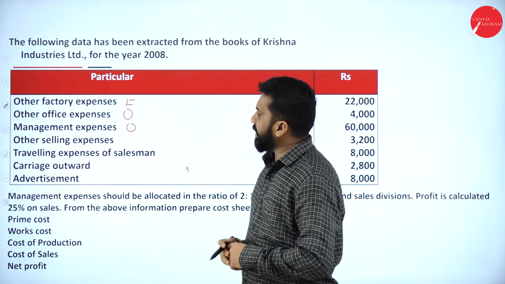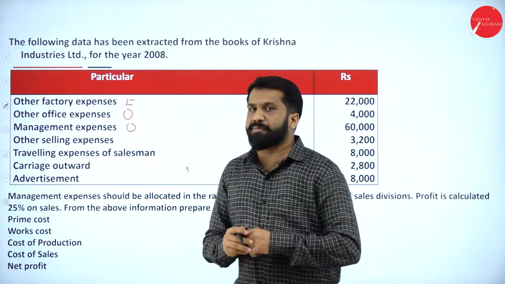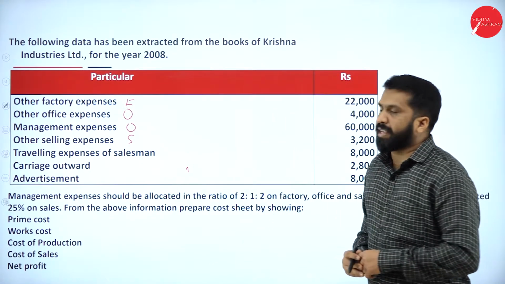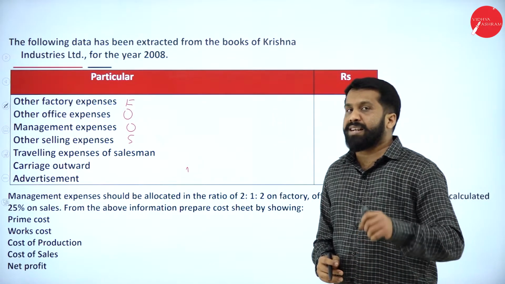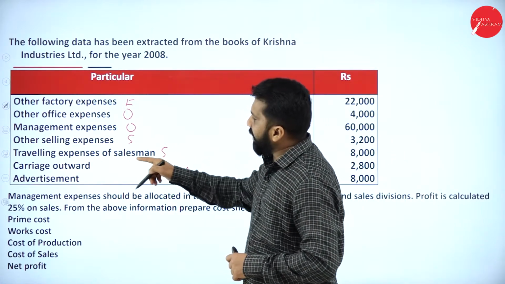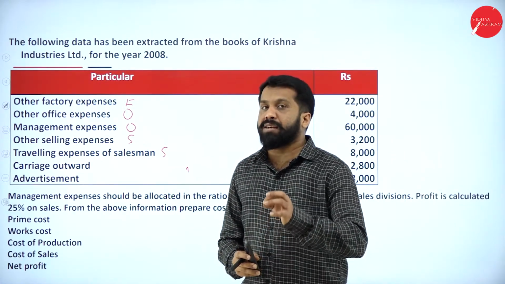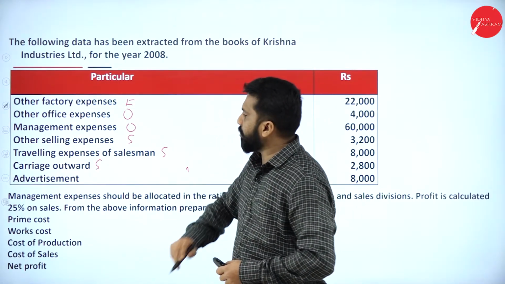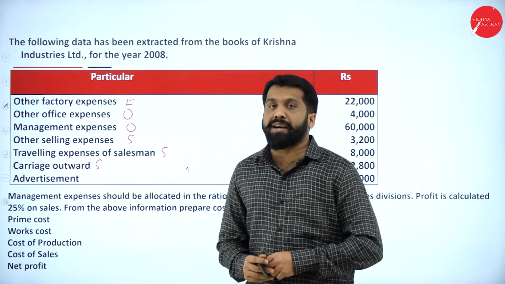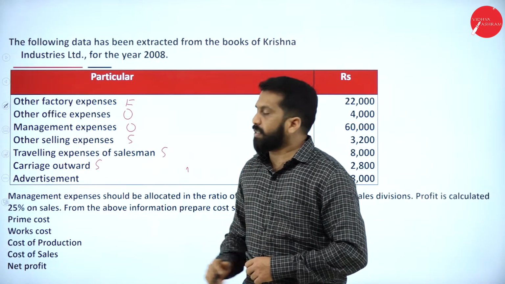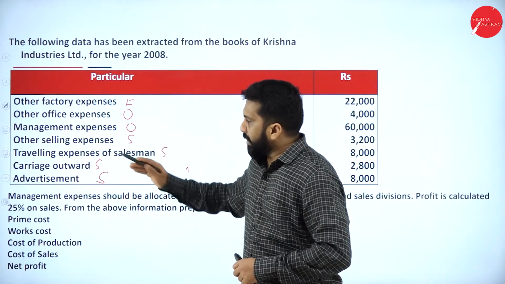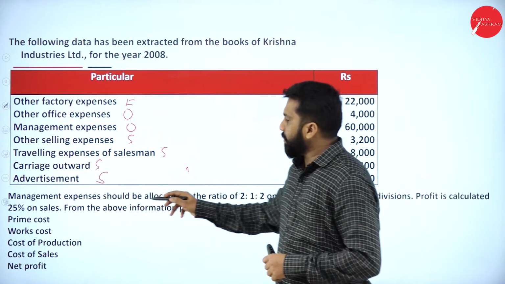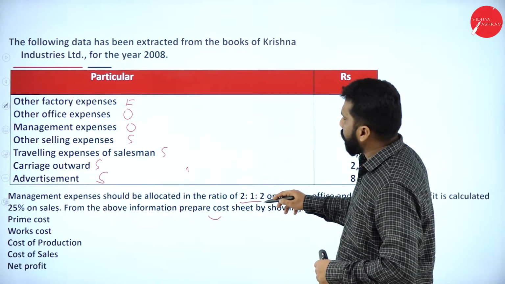Next, other selling expenses. The selling expenses come under selling and distribution. Traveling expenses of salesman come under what? Selling and distribution. Carriage outward. As I told you, carriage inward, prime cost. Carriage outward, yes, it comes under selling and distribution. Advertisement, where do we require it? At the time of sale. So it comes under selling and distribution. Classification is very easy.